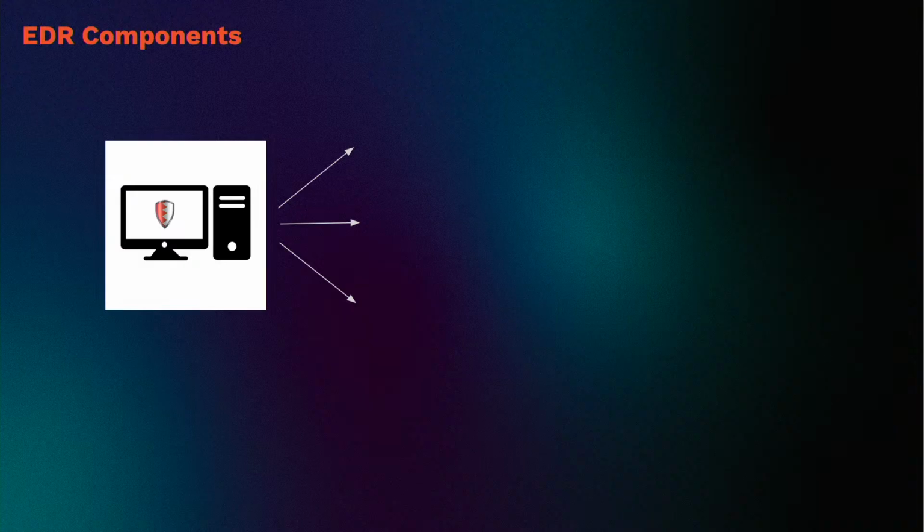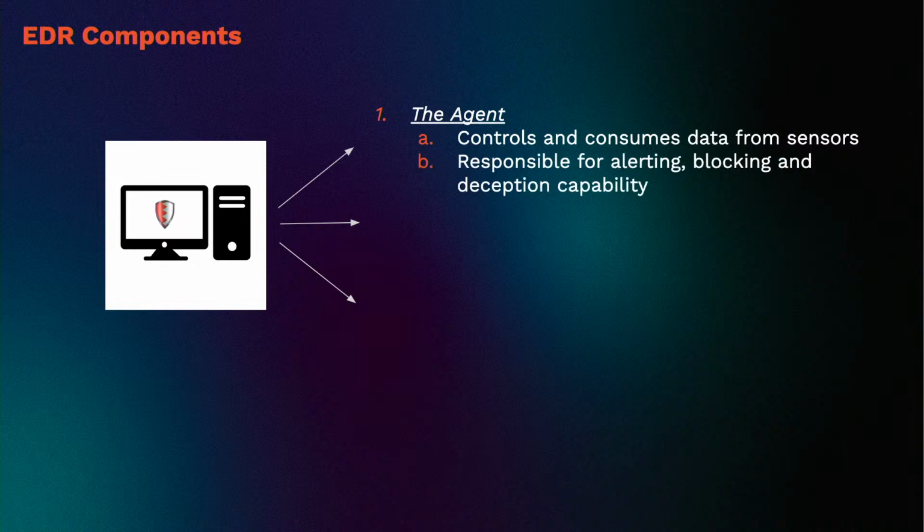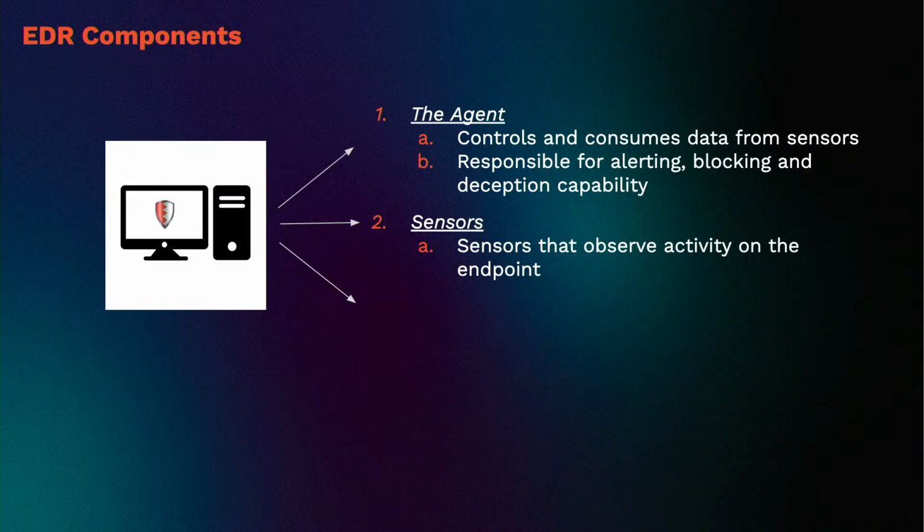So let's look at the components that make up an EDR. There's primarily 3 components. The first one is the agent itself, the piece of software that you install on the endpoint. So basically, the agent controls and consumes data from multiple sensors. A sensor is something that is basically just sensing the stuff that's going on, and then it's picking up hints on what's really going on the endpoint itself. The agent is also responsible for things such as alerting, so it's got detection capability or prevention capability, blocking, and deception capability as well, right? Then we talk about sensors. So sensors are just basically there to observe activity that is happening on the endpoint.